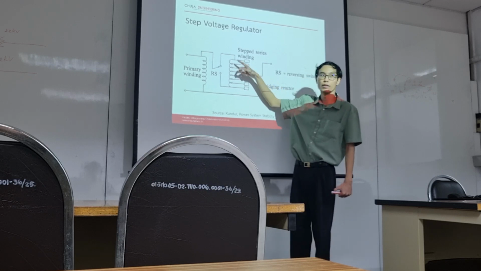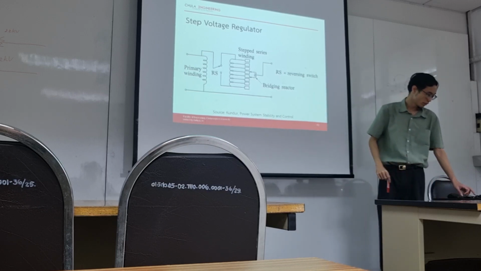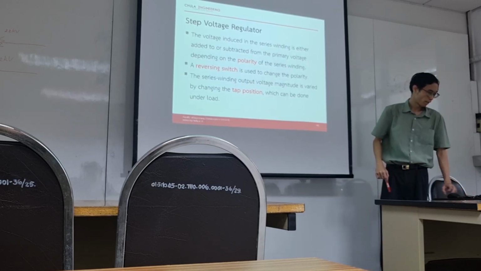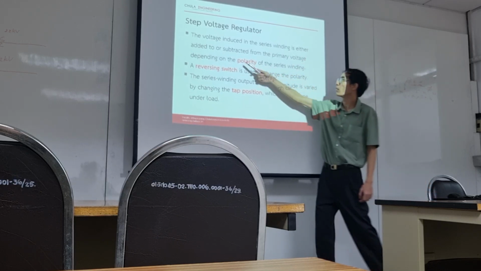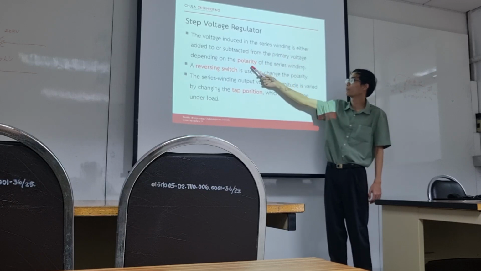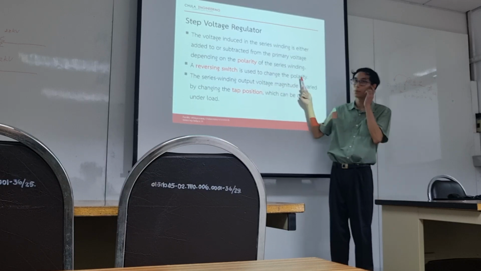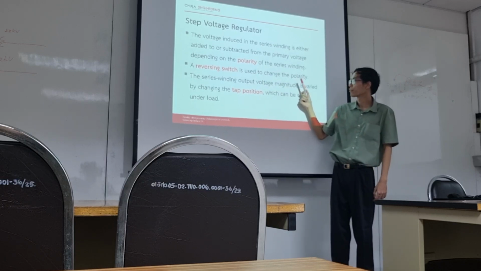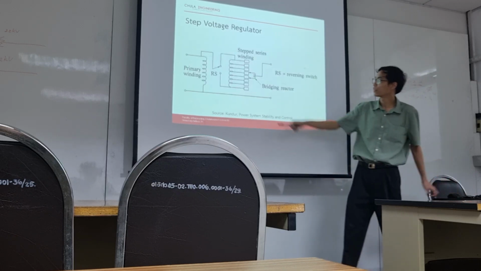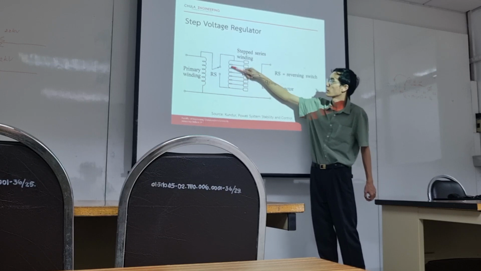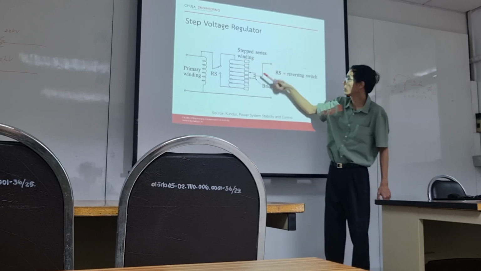It can change the sign of this. The voltage in the series winding is added to or subtracted from the primary voltage, depending on the polarity. So you can use the switch to change the polarity. The series winding, this winding, the turns ratio, the number of turns of this can be varied according to the tap.